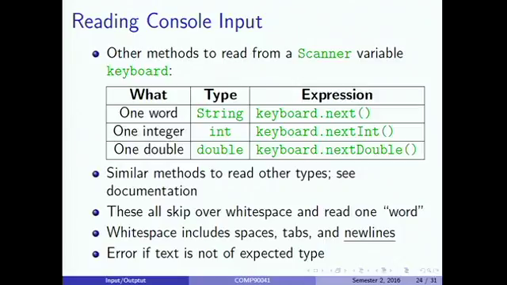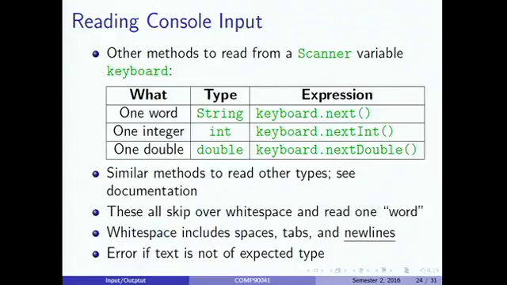So all of these skip over white space. So if you call nextInt, and you type, space 35, you'll just get back 35. It'll skip over the white space. It doesn't skip over white space after the number. So the next time you read another number, it'll skip over the white space.